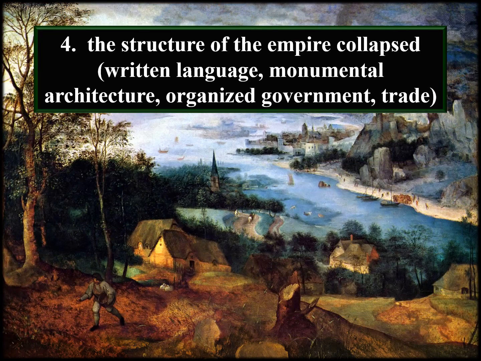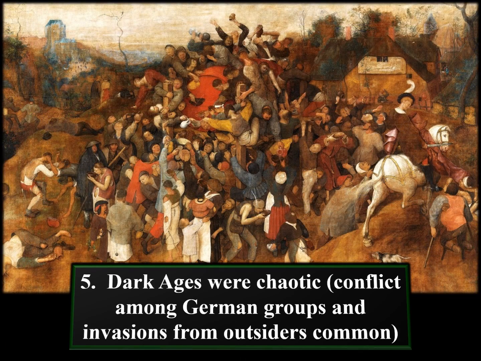The structure of the Roman Empire had collapsed. Written language was lost. Monumental architecture stopped being built. Organized government was non-existent, and trade came to a halt during the Dark Ages. The Dark Ages were, therefore, chaotic. Lots of conflict among the German groups existed, and invasions from outsiders were very common. So warfare is common, not the peace and prosperity that we saw during the Golden Age of the Roman Empire.